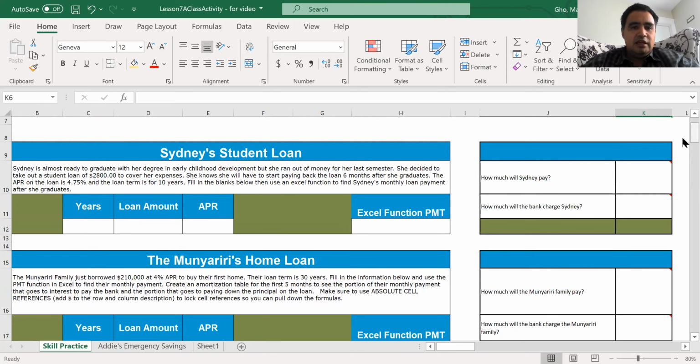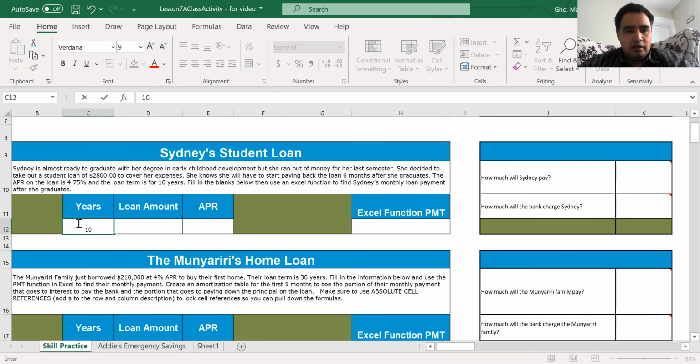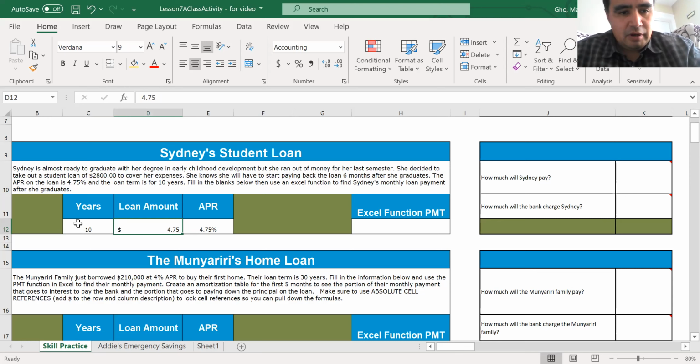Let's take a look at Sydney. She's almost getting ready to graduate. She ran out of money, so she took out a student loan for $2,800 for her last semester. And she knows she's going to have to start paying back the bank or the lending institution 6 months after she graduates. And the terms of the loan are 10 years and 4.75% interest. Oh, the loan amount. Let's put it in the right cells. 4.75% interest, and she's borrowing $2,800.